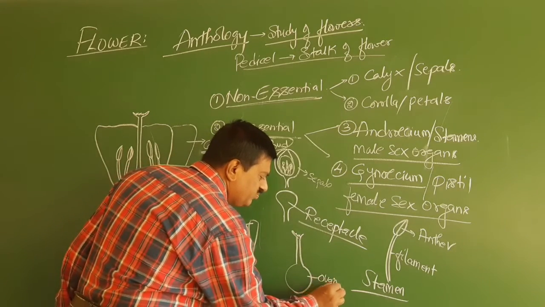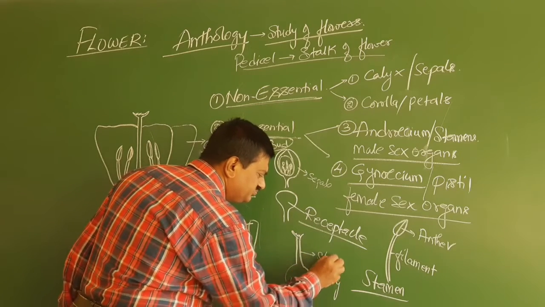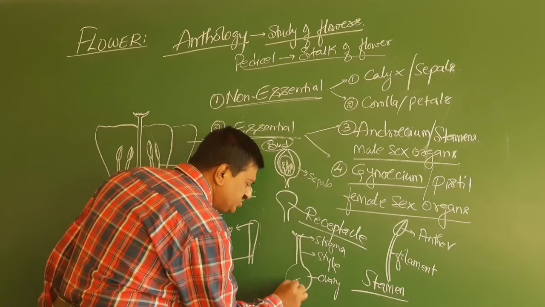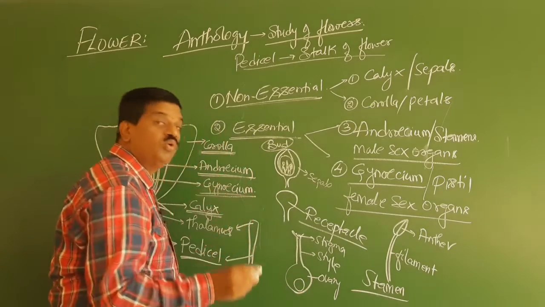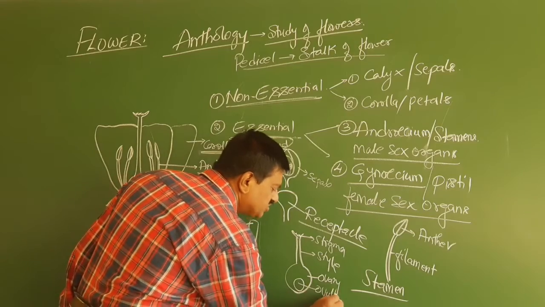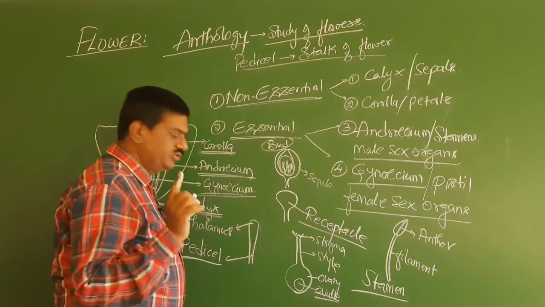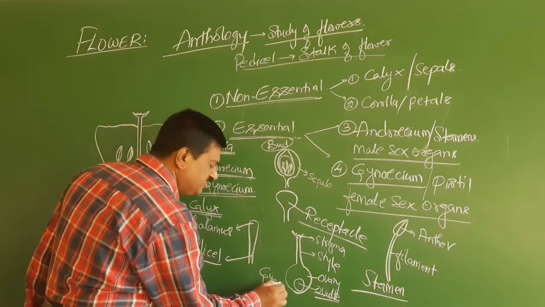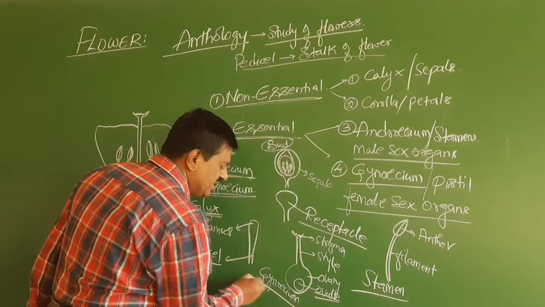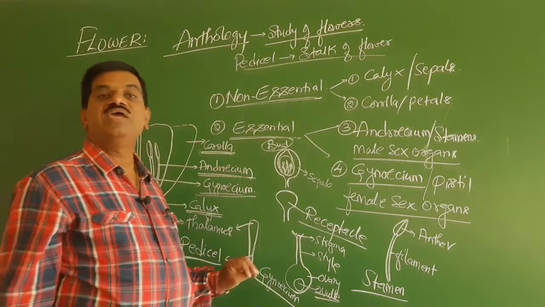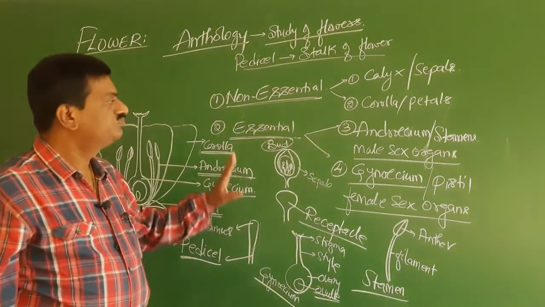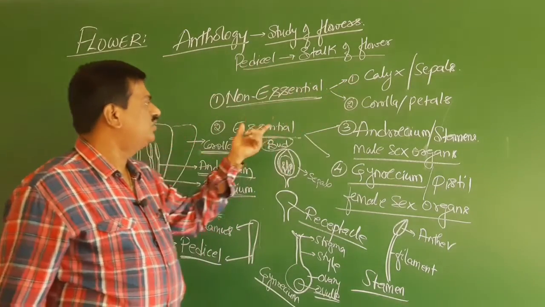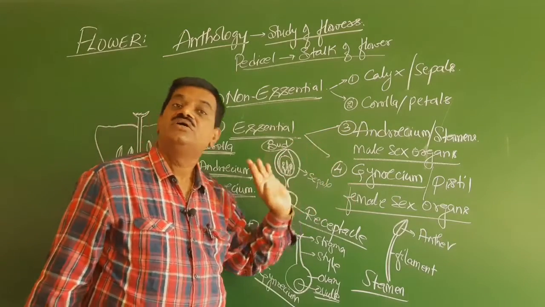So ovary, style and stigma. Inside this ovary there is a presence of ovules. The ovule is called the female reproductive structure. This is called the gynoecium. So the gynoecium is also called the female reproductive structure. I am going to repeat this. Just have a look: non-essential whorls are calyx and corolla; essential whorls are androecium and gynoecium.